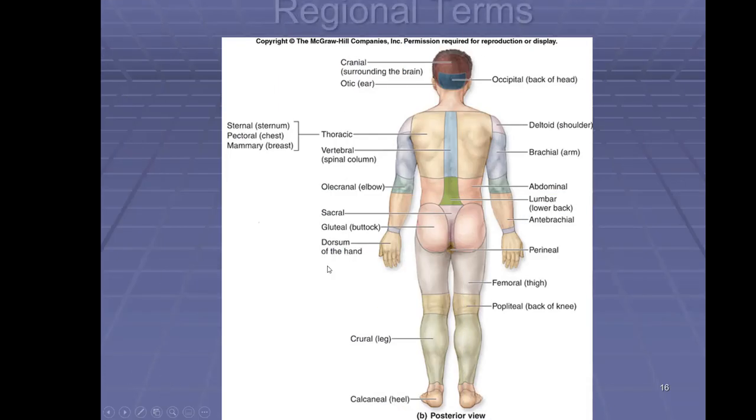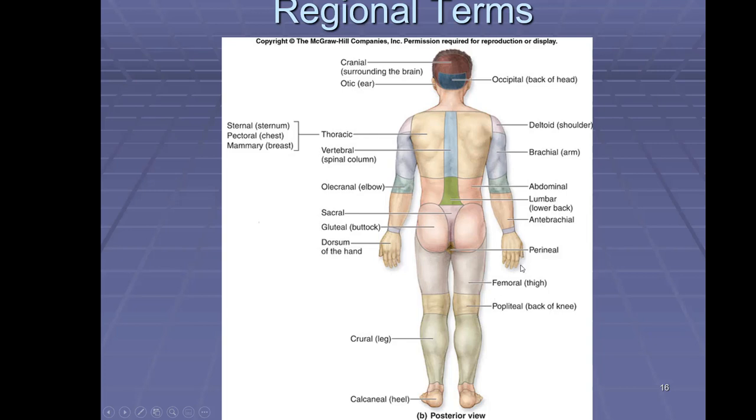And if we look at the backside, we get a lot of the same things, but a little bit different. So I'll run through these also. Cranial, surrounding the brain. Otic is a good one, means ear. Thoracic, again, we did. Vertebral refers to the region where the backbone is. The back of the elbow is called the olecranal region. Sacral, kind of where your sacrum is, right here, just above the butt. Gluteal means where your butt is. Dorsum of the hand, just like we had dorsum of the foot, so the back of the hand. Crural, again, for the leg, or sural. Calcaneal, heel. Popliteal is the back of the knee.